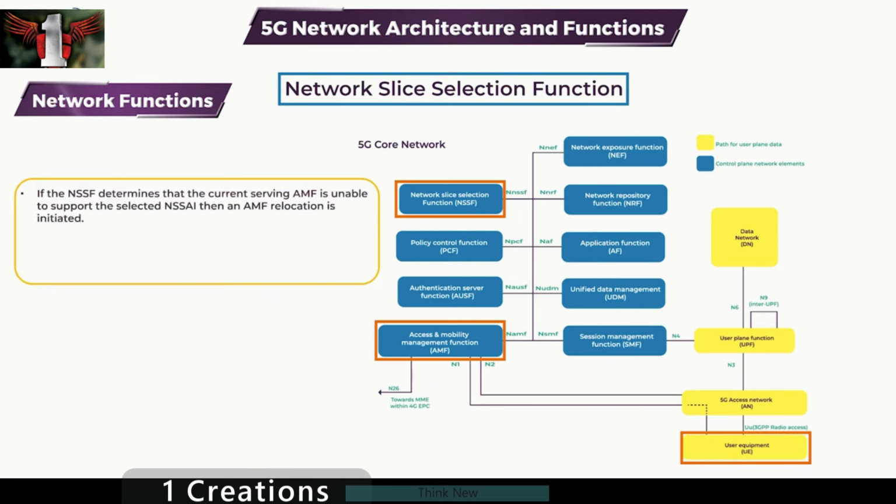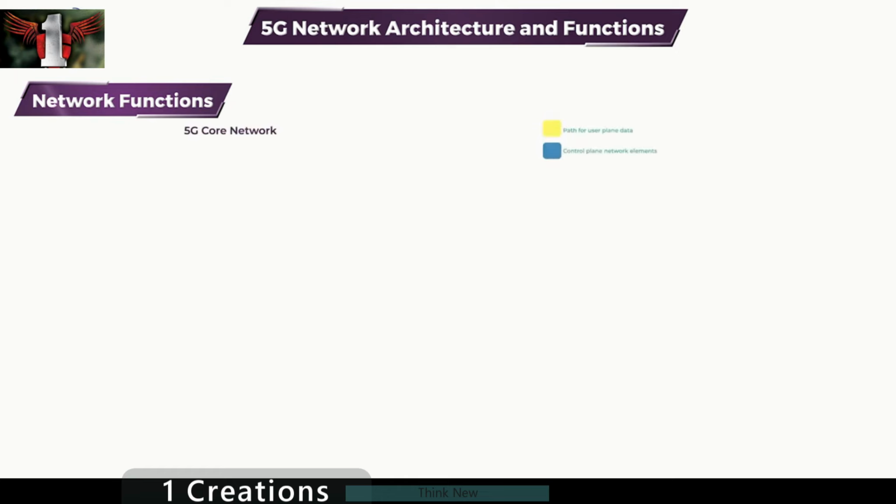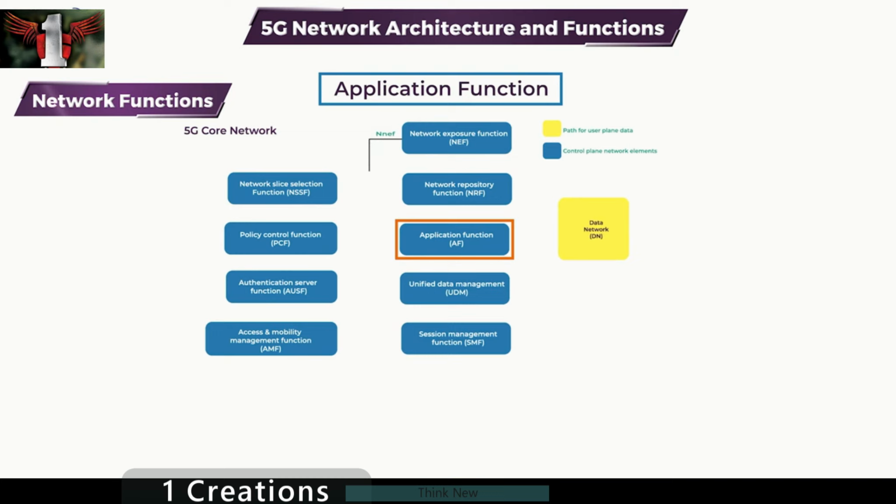If the NSSF determines that the current serving AMF is unable to support the selected NSSAI, then an AMF relocation is initiated. That is, the NAS registration request is rerouted to a new AMF. The NSSF may also select the network repository function, which can be used to select other network functions within the selected network slice. Our next topic is application function, AF. Let's see what's there in this topic.